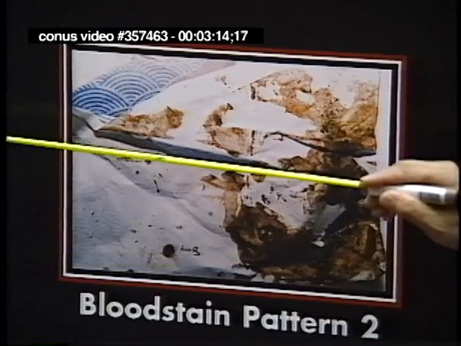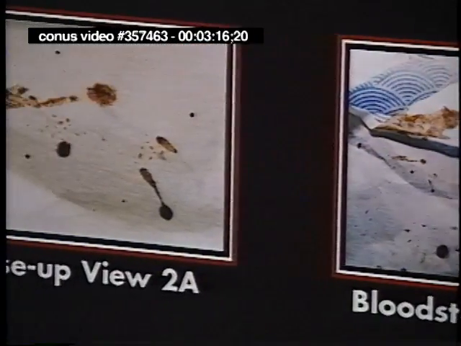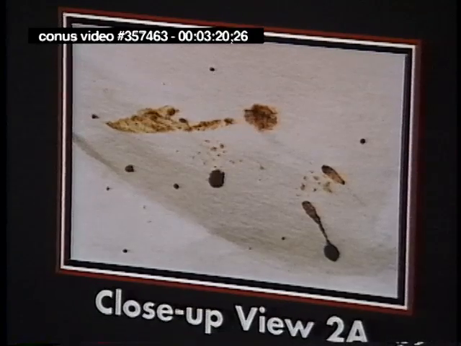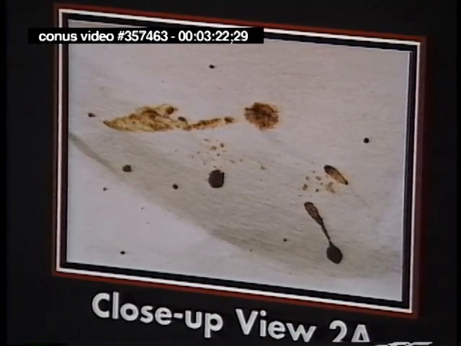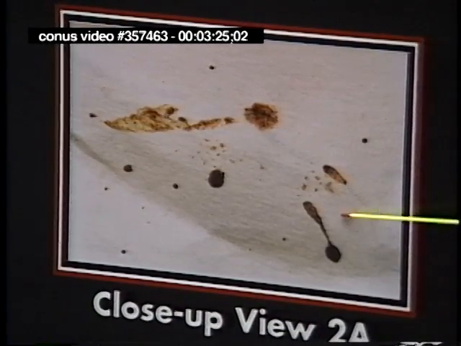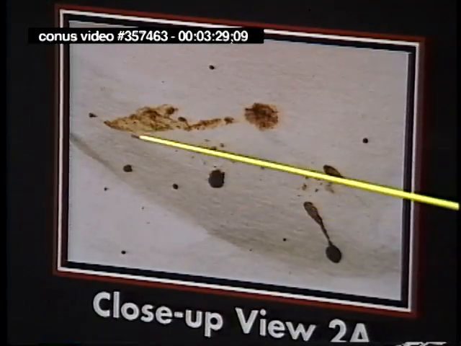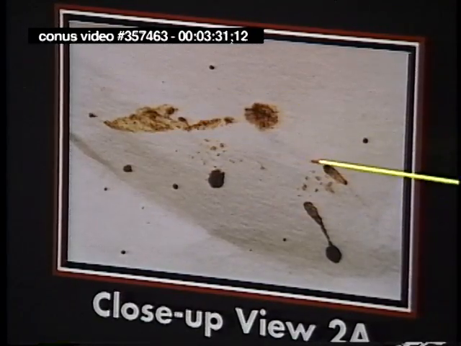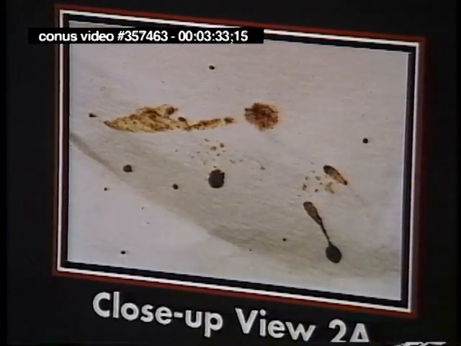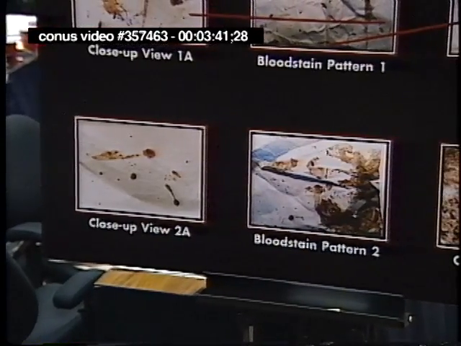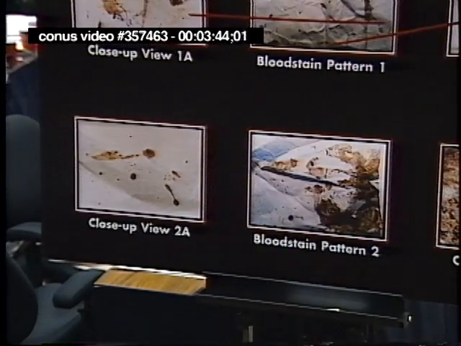Close-up view number 2A, which depicts this area, a teardrop type of pattern, a vertical droplet pattern, a contact transfer pattern, additional spatter pattern. Could you please, with the red tape, indicate for the jury the relationship of the close-up view 2A to the bloodstain pattern number 2?